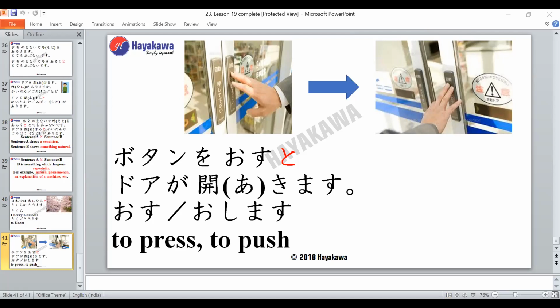So has everybody understood how you're using to as a particle to join two sentences? Yes, sir.